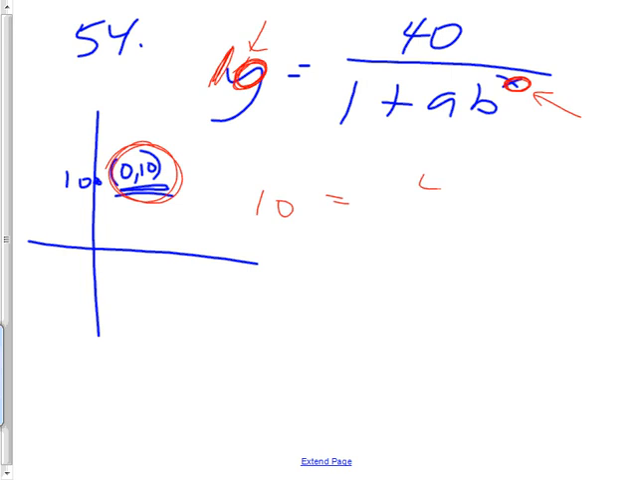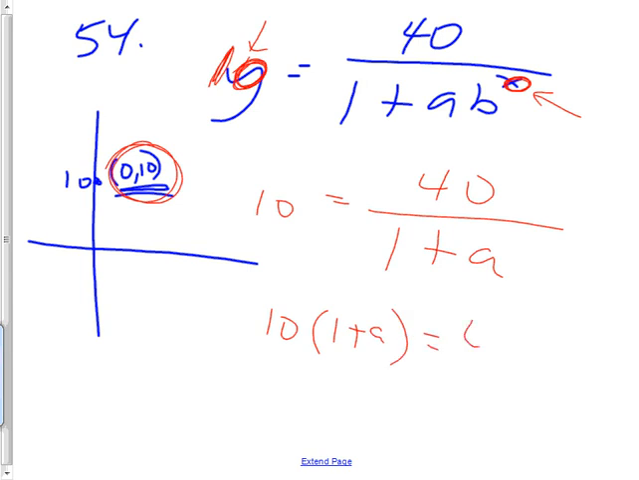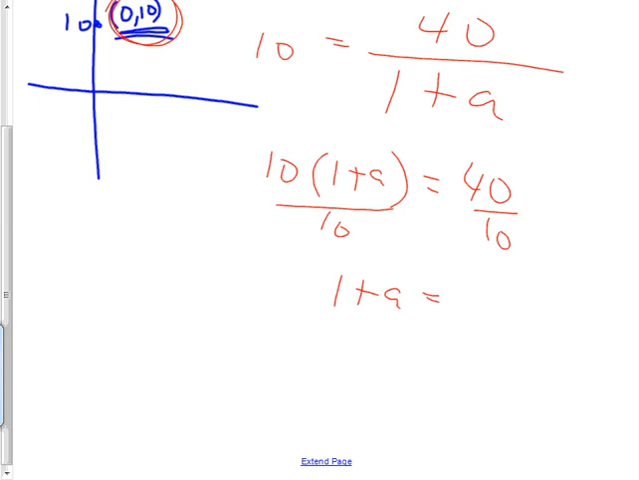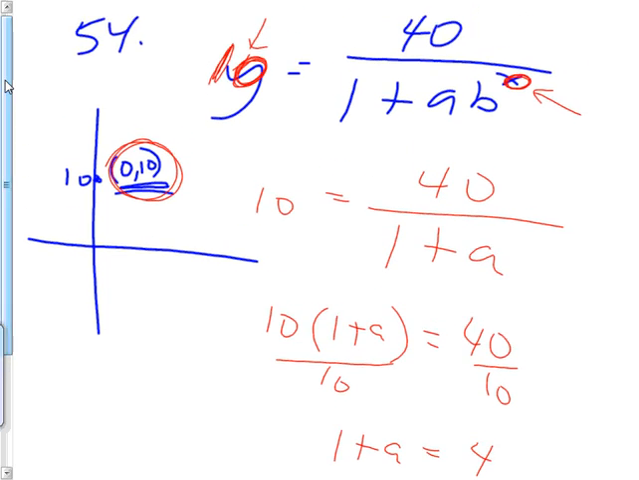So it's 10 equals 40 over 1 plus a, and instead of b to the 0, it disappears because b to the 0 is just 1. So it's just an a. Then I multiply both sides by 1 plus a. 10 times 1 plus a equals 40. Okay, I'm finishing this one up, dividing by 10 on both sides. 1 plus a is equal to 4. Subtract 1, a is equal to 3. That's how long it takes you just to find your a value. So I just solved for a by sticking in that fact about how it started at 10.